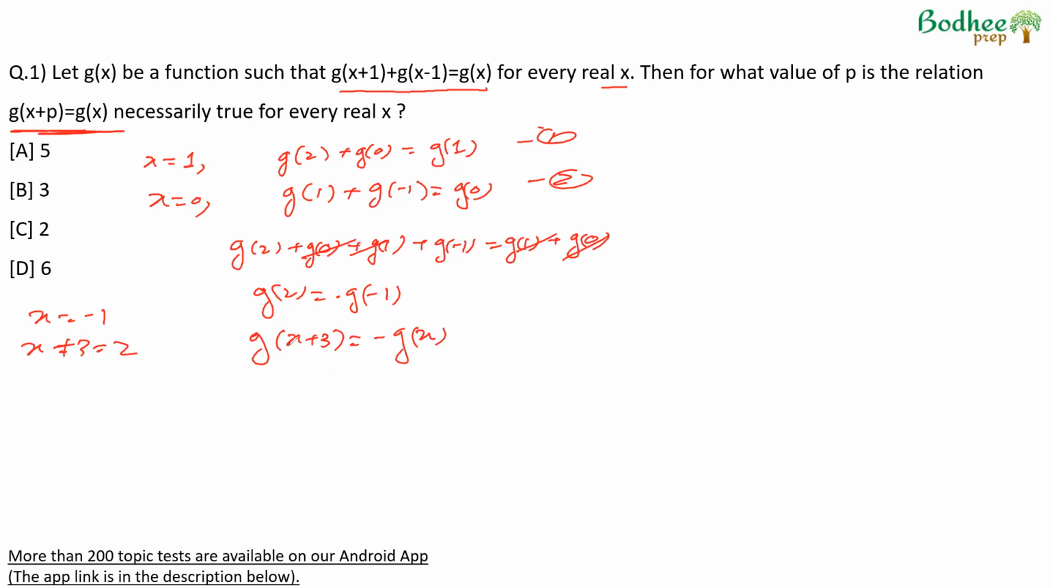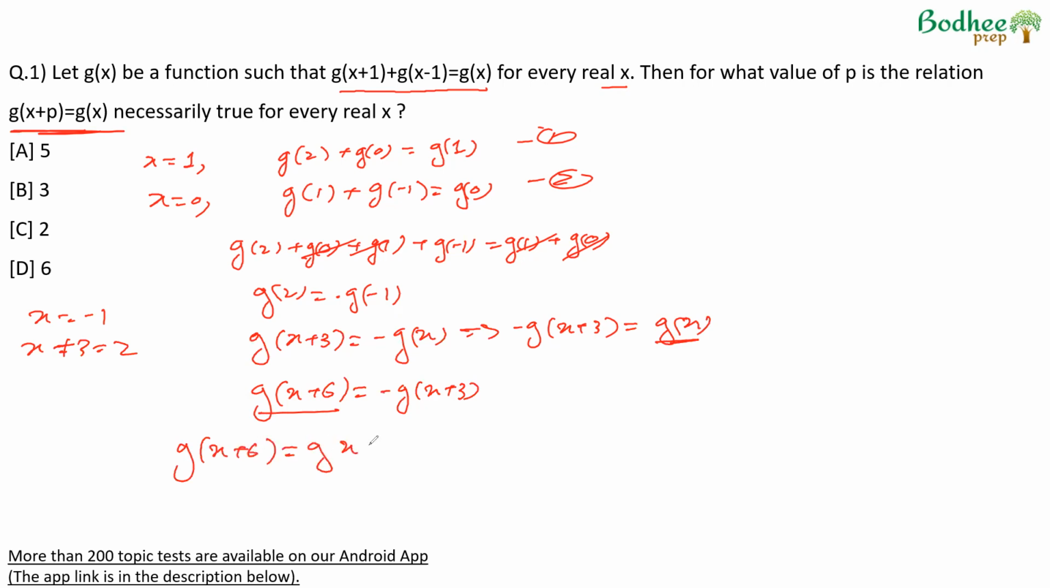Again, substituting x by x+3, we can get g(x+6) = -g(x+3). From here, multiplying by minus, -g(x+3) = g(x). So -g(x+3) = g(x) is equal to g(x+6). Therefore g(x+6) = g(x) becomes my expression, and therefore p will be nothing but 6. Option D.